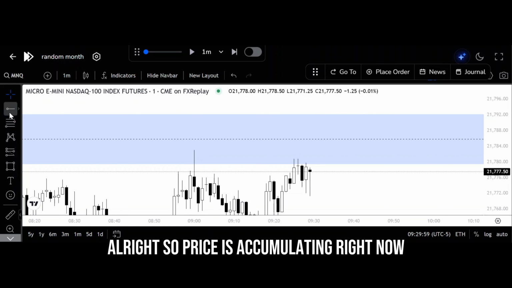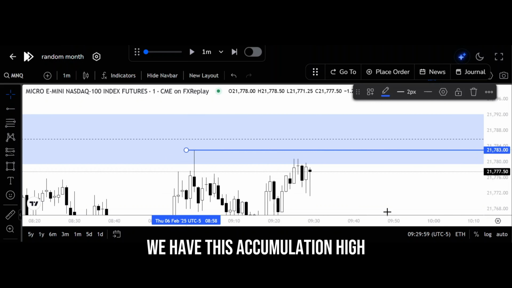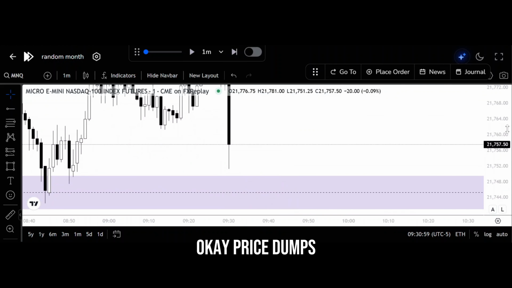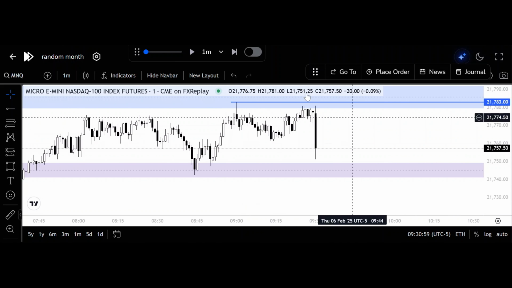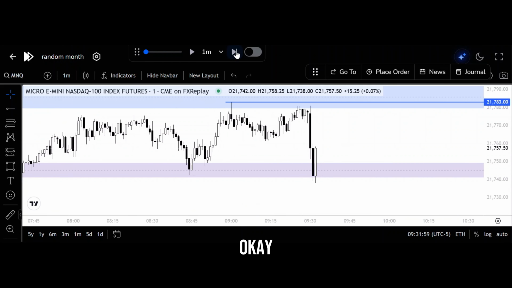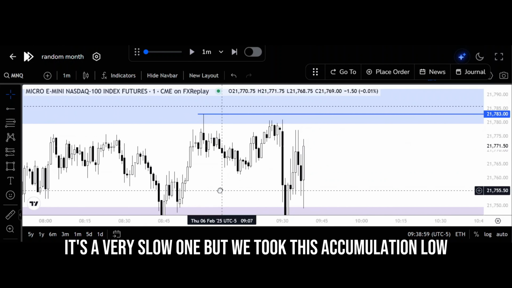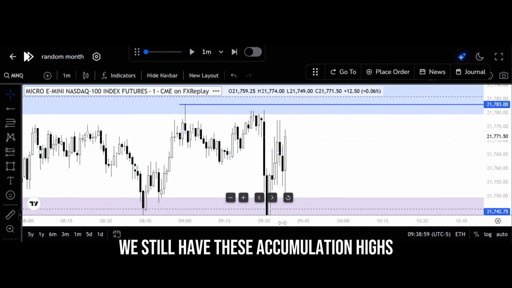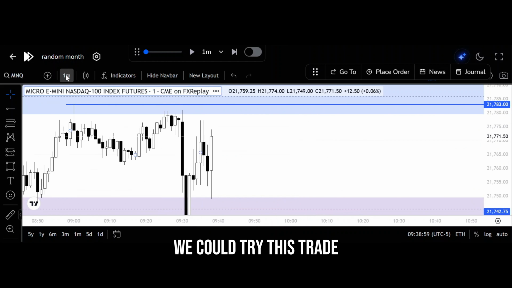Right, so price is accumulating right now. We have this accumulation high. Okay, price dumps. It's a very slow one, but we took this accumulation low. We still have these accumulation highs. We could try this trade.